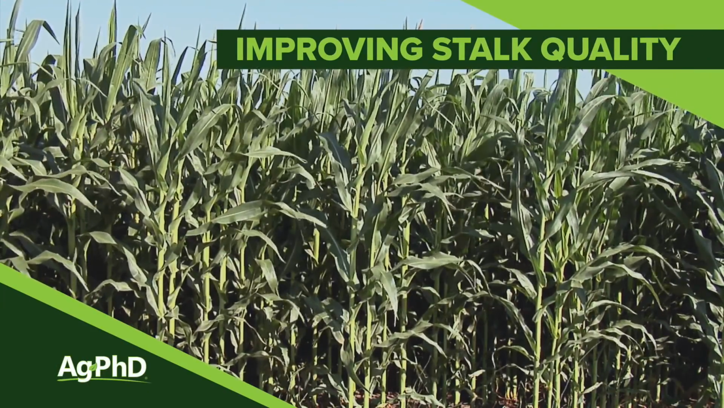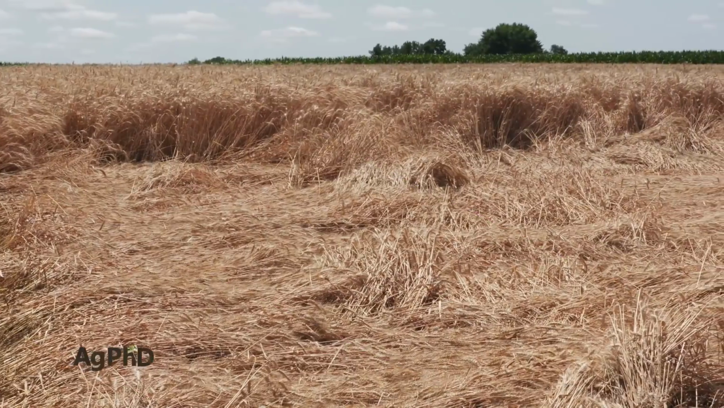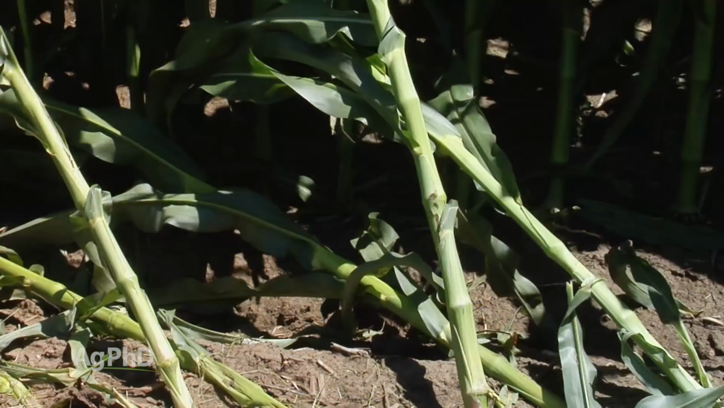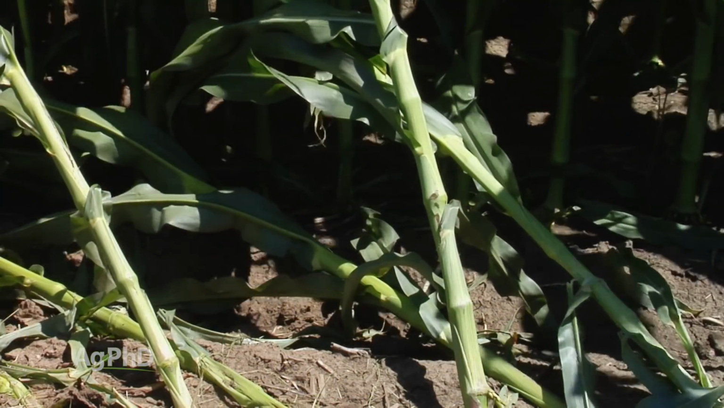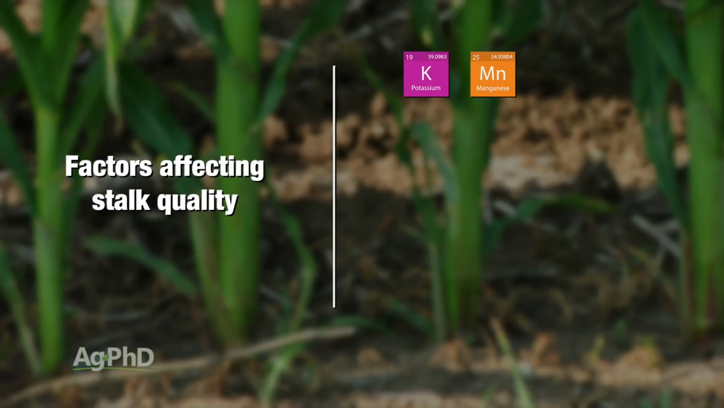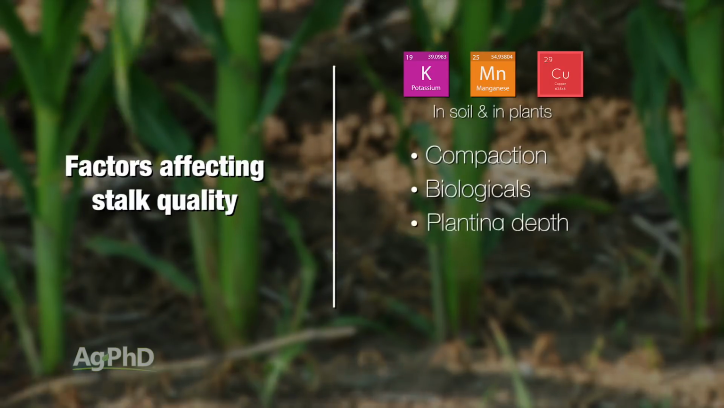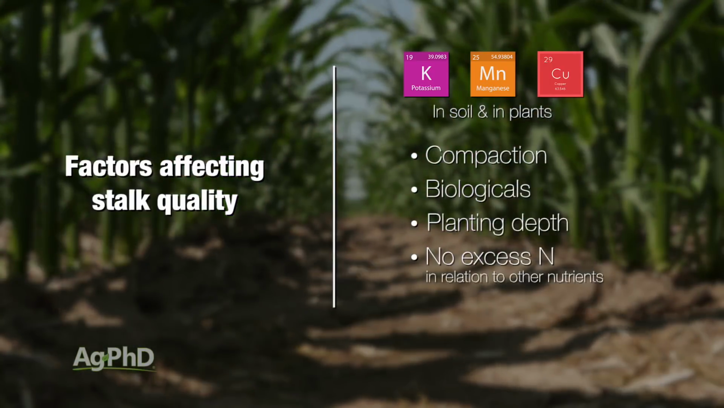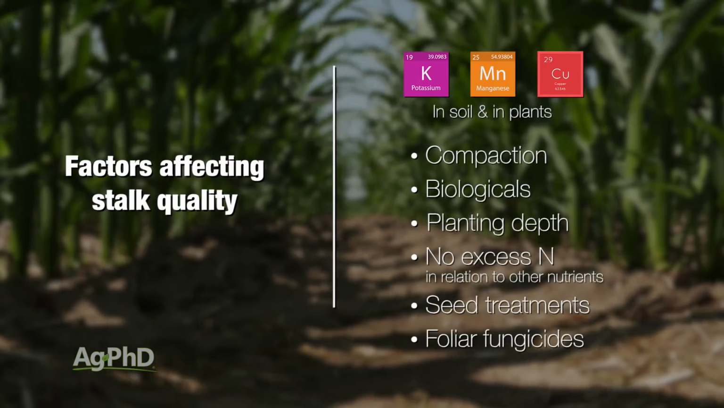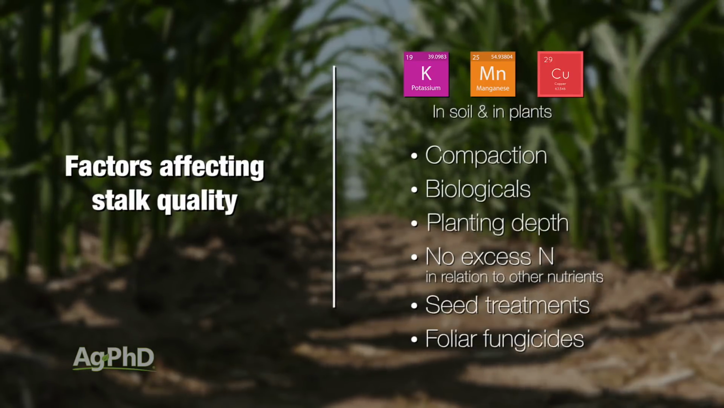Each year we talk to a lot of farmers who have lodging issues regardless of crop. We see it all over. It's not just corn, it's wheat, it's soybeans, many different crops. So I just wrote down a quick list of some of the things that I think we need to talk about today that relate to stalk quality. For example, your levels of potassium, manganese, and copper in the soil and in your plant, compaction, biologicals, planting depth, no excess nitrogen in relation to other nutrients, seed treatments, foliar fungicides. There are many, many things that can affect lodging and just overall stalk quality, so we need to get into those just a little bit more in depth.